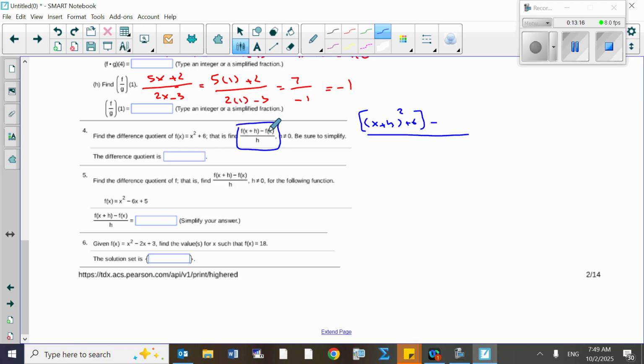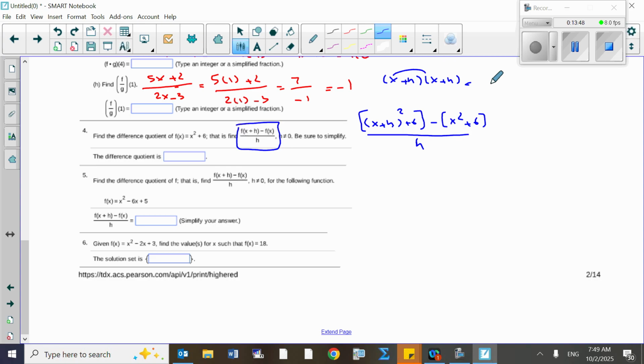And now I'm going to write the second one, which is simply x squared plus 6. Don't forget to put that in parentheses or brackets like this, because you need to distribute the negative later. And this is h. Okay, now let's simplify: distribute, and then simplify. What is (x plus h) to the power of 2? Let me write that here for you. x plus h times x plus h. That's (x plus h) to the power of 2.